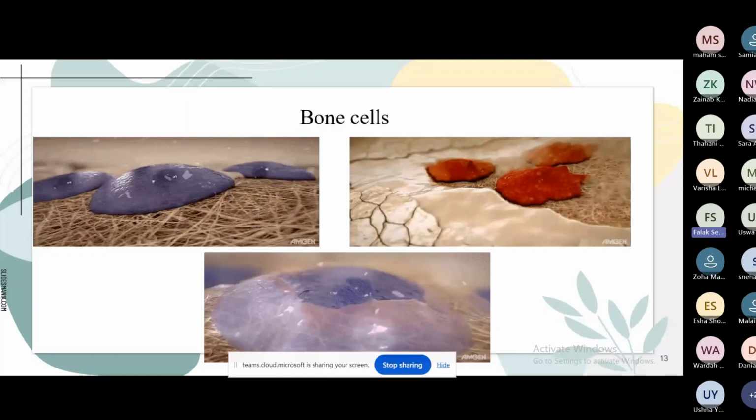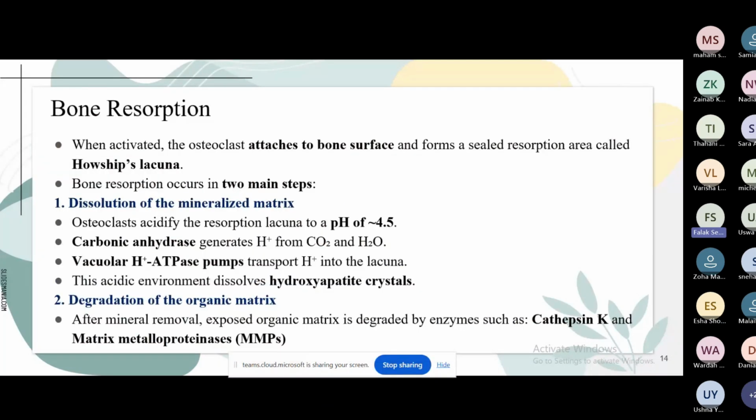Now, another important concept is bone resorption. Okay, so as you know, bone resorption is initiated by osteoclasts. When the osteoclasts are activated, they attach to the bone surface and form a small sealed resorption area. That resorption area is known as Howship's lacunae. So bone resorption occurs in two main steps. Number one is the dissolution of the mineralized matrix. The second is the degradation of the organic matrix.